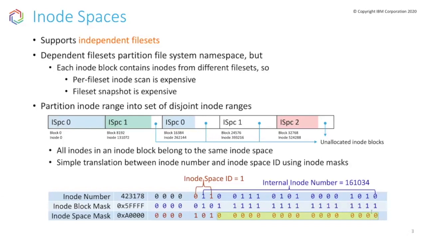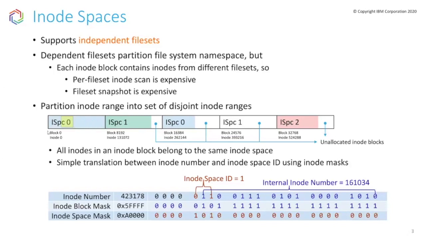Now let's say we add inode space 1, which means we introduce one more bit in the inode space mask right after the highest bit of the inode block mask. So the effect of this is that this particular area gets duplicated. So you get another 8192 blocks allocated, and now we call this chunk inode space 1.